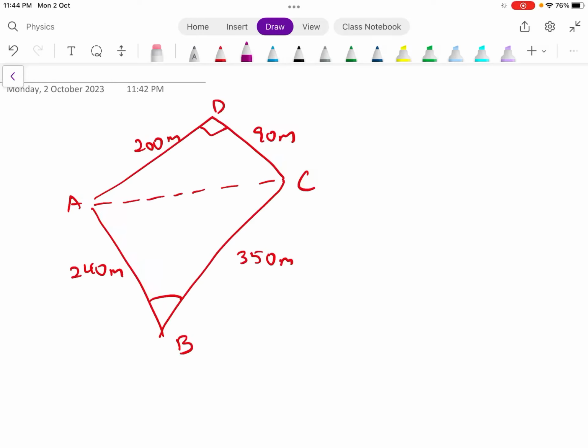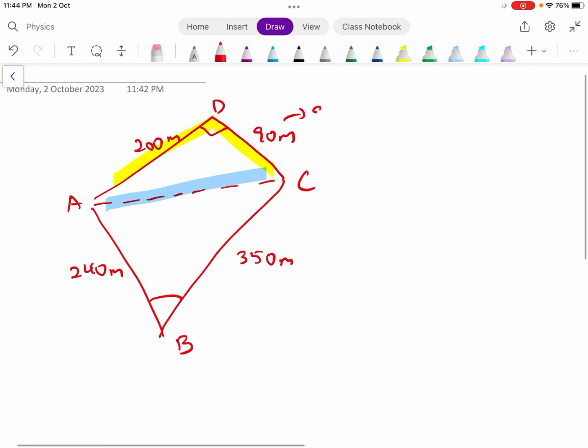Okay, let's go through these Trigo questions. So we have this figure, right? Then they ask us to find angle ABC. First, I recognize there's one right angle triangle, meaning that I can actually use Pythagoras. We've got A, we've got B, right? I can actually find C square.